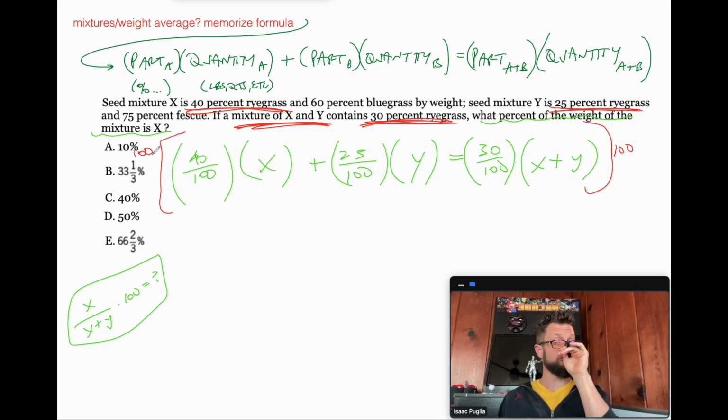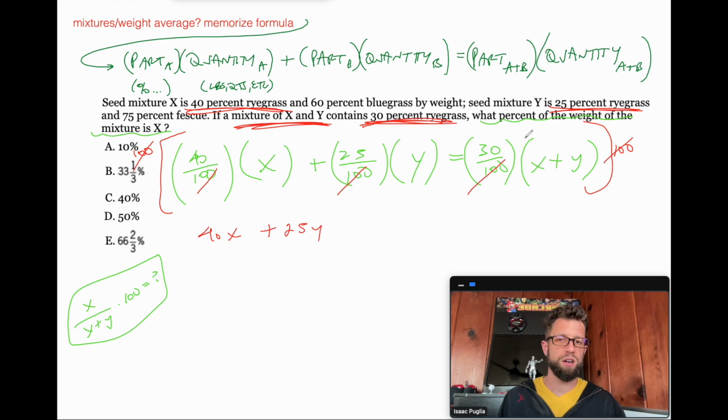If you're going to end up using this formula a lot, a really great thing to keep in the front of your mind is multiplying both sides by 100. It tends to work out well when you've got percentages in the mixture. And if you're seeing mixture questions with percentages, you're always going to have percentages on both sides of the equation if you use this equation. So I'm going to multiply by 100 on the left. So that's going to give me 40x here and then 25y here. I'm going to multiply by 100 on the right, and that's going to give me 30 times x plus y.